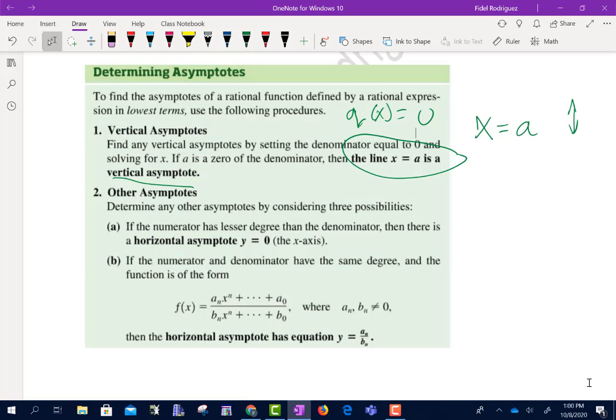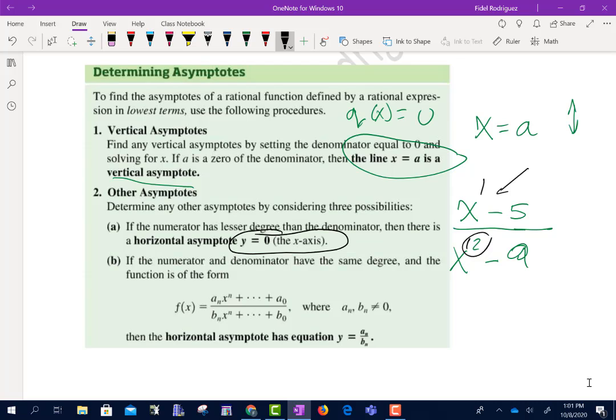It says if the numerator has a lesser degree than the denominator. So let me stop right there. What do we mean by that? The degree of the top is going to be smaller than the degree of the bottom. So if this is x minus 5, this could be something like x squared minus, say, 9. The degree here is smaller than this one, and it doesn't have to be just one smaller. This could have been x to the 12th minus 9. This one here is still smaller, right? That power. Then our horizontal asymptote is always going to be y equals 0.